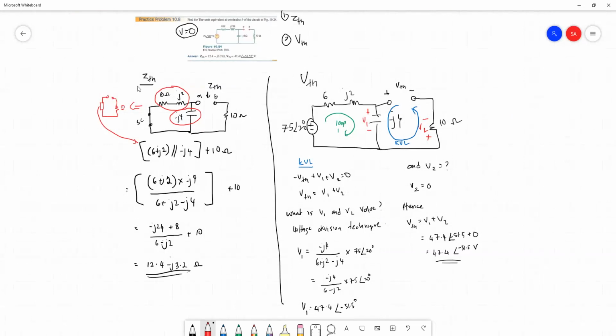Okay, so the first step you need to remember is to kill the sources. For the voltage source, you need to short circuit, and if you have a current source, you need to open circuit the current source.